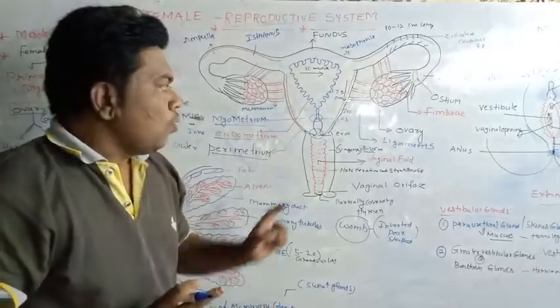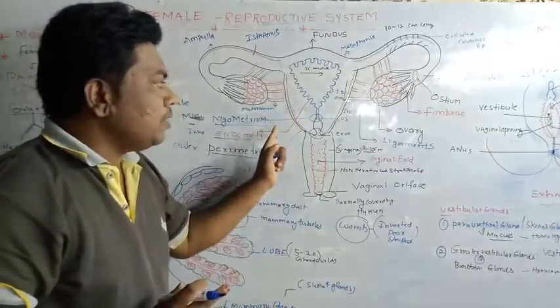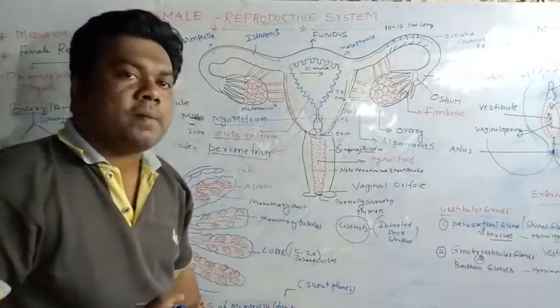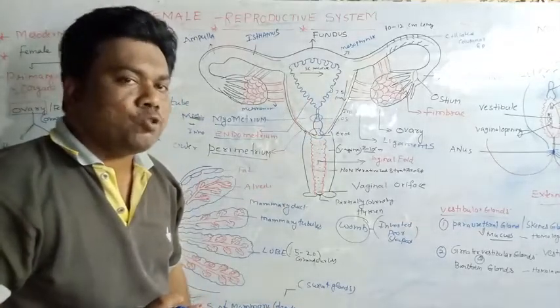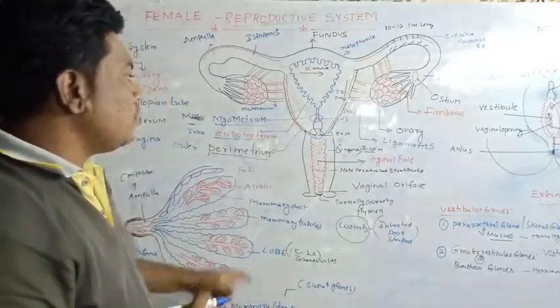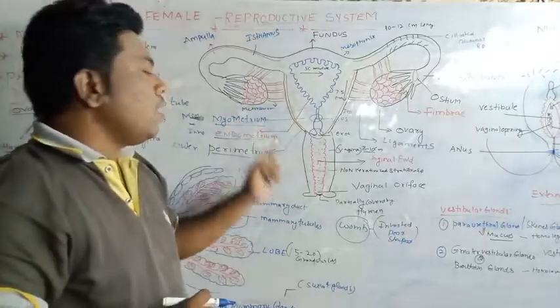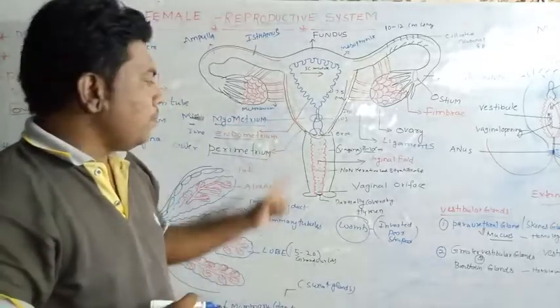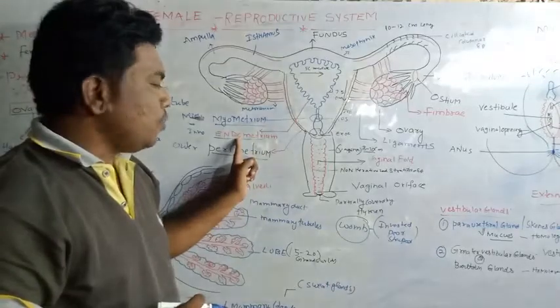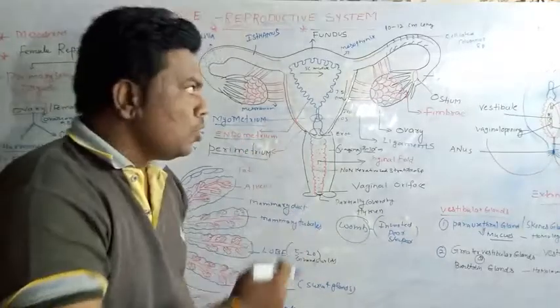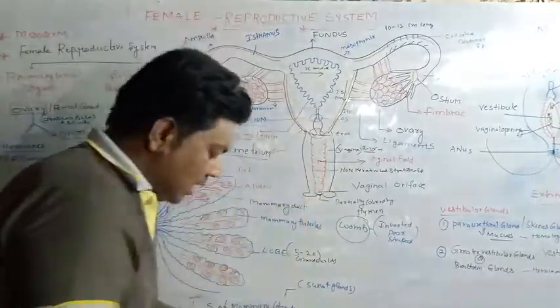Why is it known as the myometrium? The middle layer of the uterus is called the myometrium because it is composed of muscles. That's why it is called the myometrium. The inner layer of the uterus is called the endometrium.